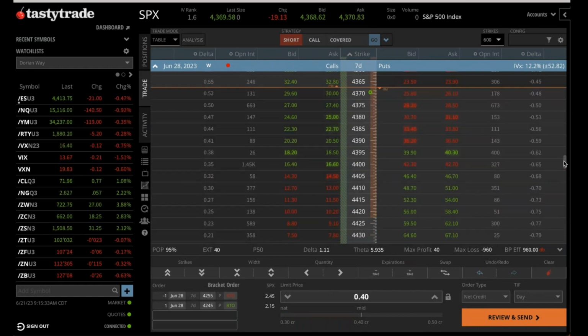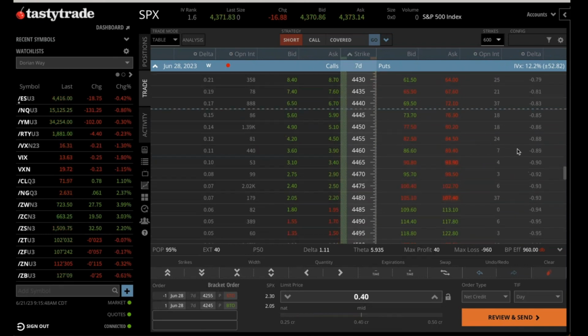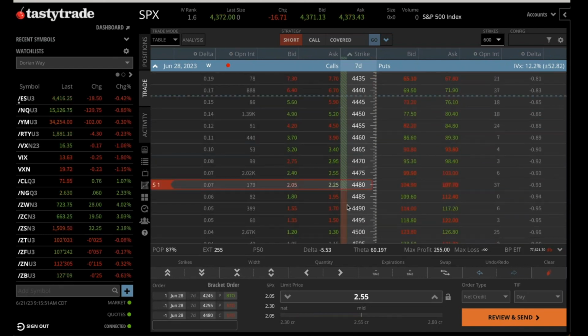And so then I would take that 112 and add it to the 4368. That's what we were at, right? So I'm going to take the 112 plus 4368. That's gonna take me to the 4480. So if I went to the 4480, that's also around a 7 delta. And if I did a 10-point wide, you can see that this is giving me $90 to $95.